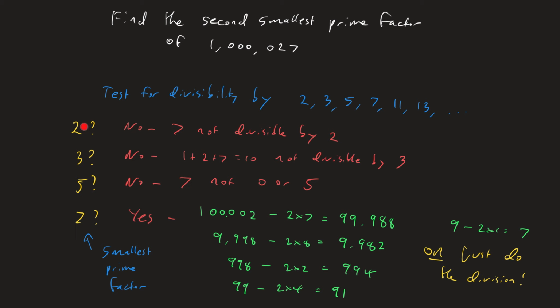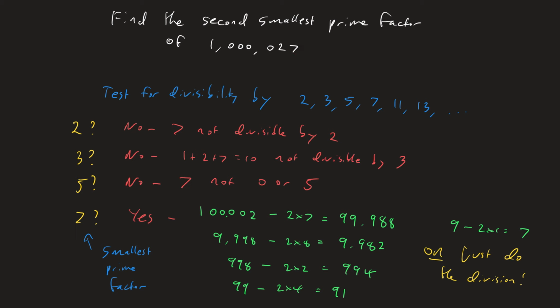A number is divisible by 2 if and only if its last digit is even. Because 7 is odd, we know that 2 is not a prime factor. A number is divisible by 3 if the sum of its digits is divisible by 3. The sum of this number's digits is 1 plus 2 plus 7, which equals 10, which is not divisible by 3, so 3 is not a prime factor. 5 is also not a prime factor because the number does not end in a 0 or 5.